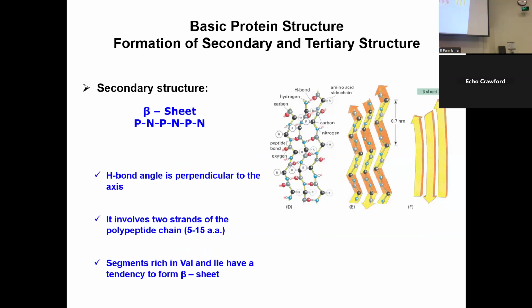Beta sheet, easier to remember, polar, nonpolar sequence. But the way it forms is between two strands within the one polypeptide. So what does that mean?